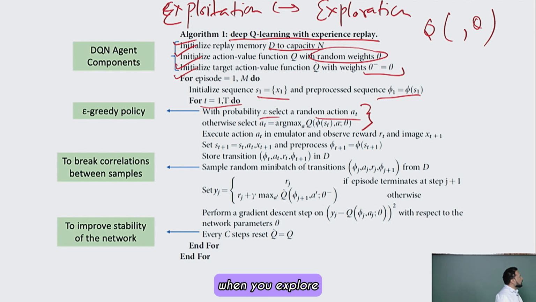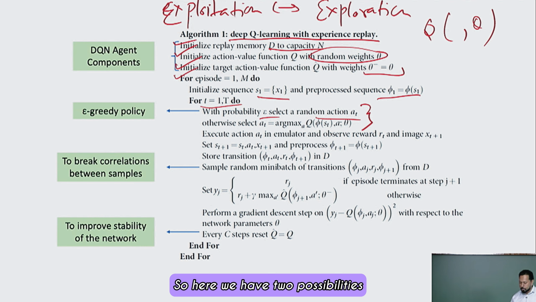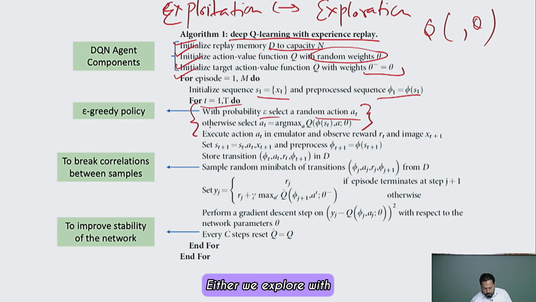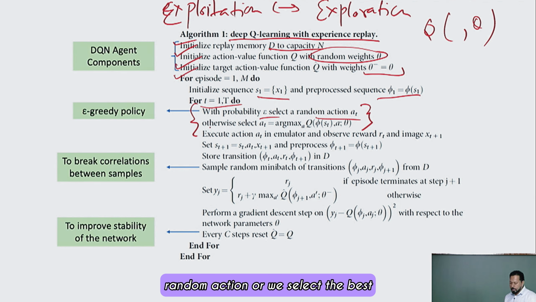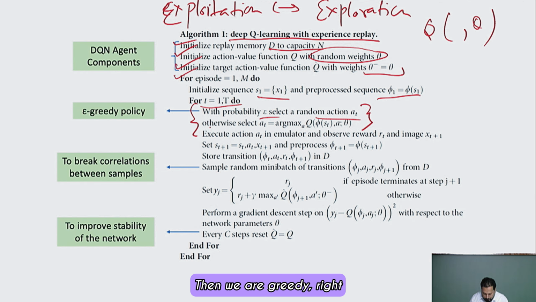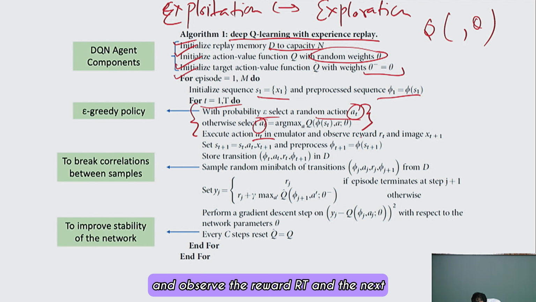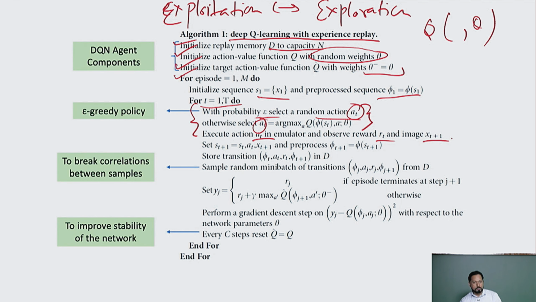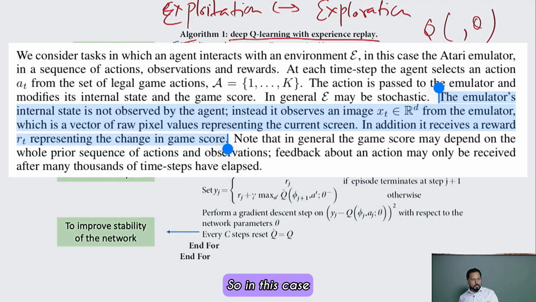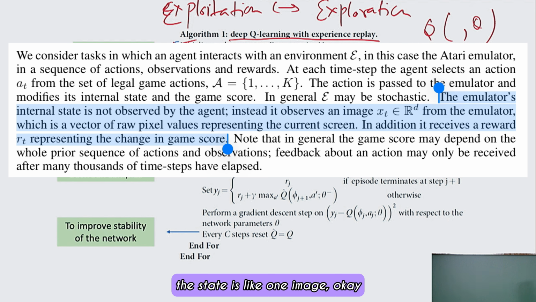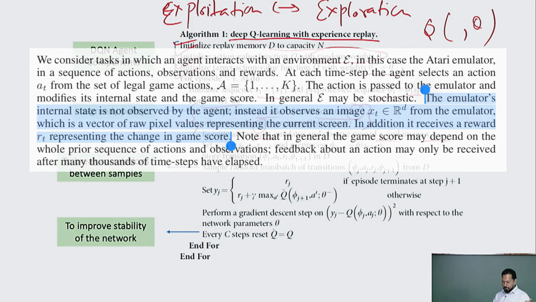When you exploit, when you explore. So here we have two possibilities. Either we explore with a random action, or we select the best. Then we are greedy, right? And then execute action a_t, either with the exploration or the exploitation, in the emulator and observe the reward r_t and the next state. In this case, they use the word image because they were working with the Atari game. So in the Atari game, the state is one image. One full image is a state.